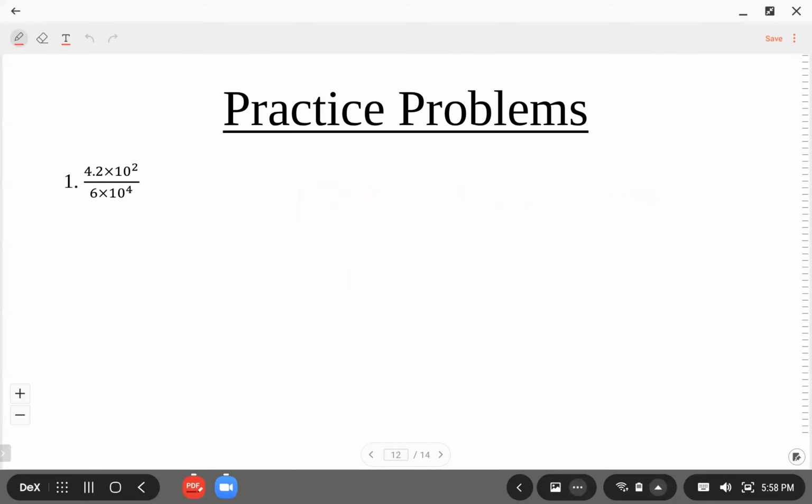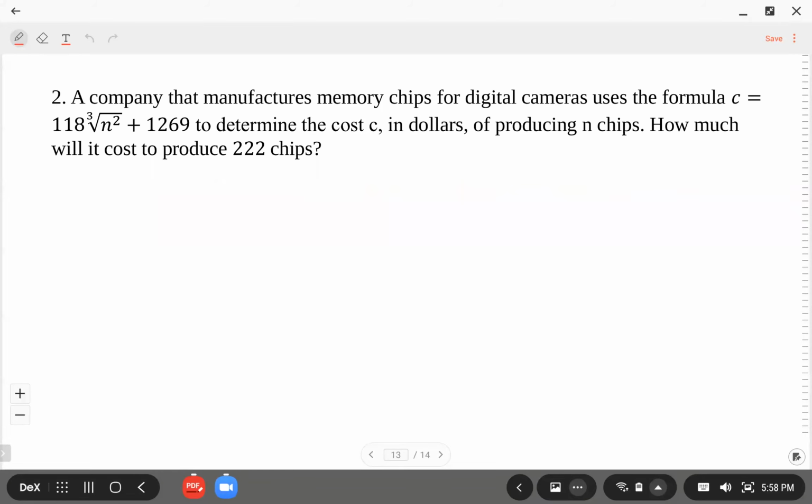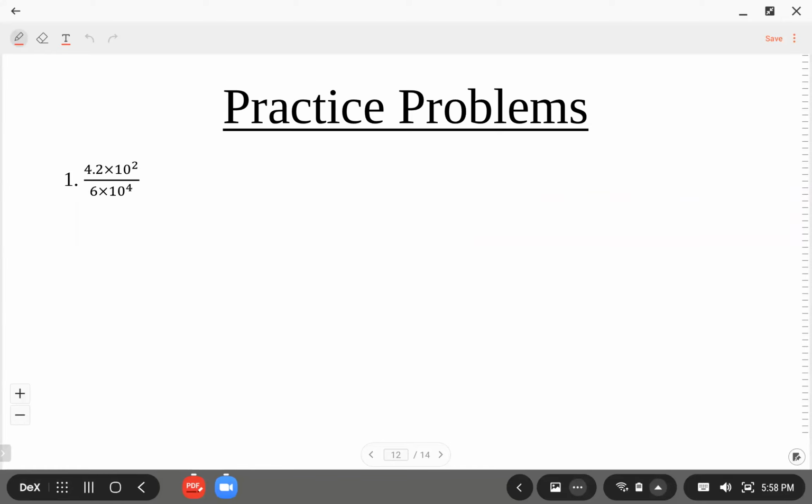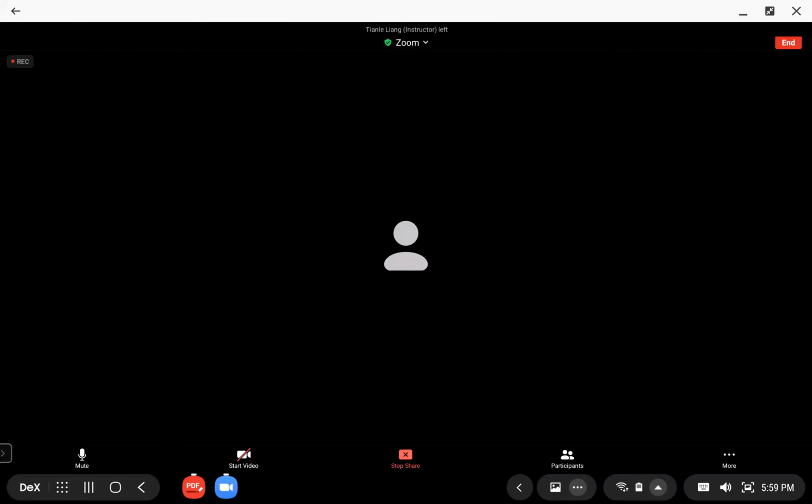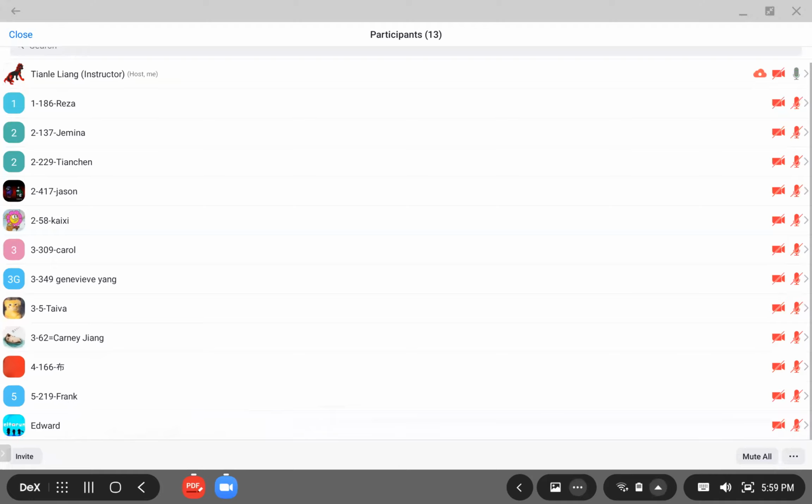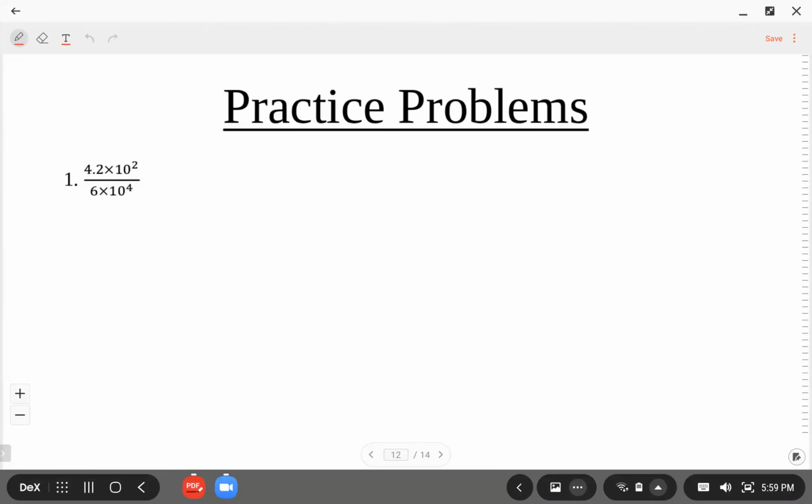Okay, so now let's do some practice problems. And these are going to be involving both radical form, rational exponents, and scientific notation. Okay. So our first problem here, I'll give you a few moments to solve this. This should be pretty easy. This is involving scientific notation, and our next problem will be harder. I'll give you a few moments to solve this.